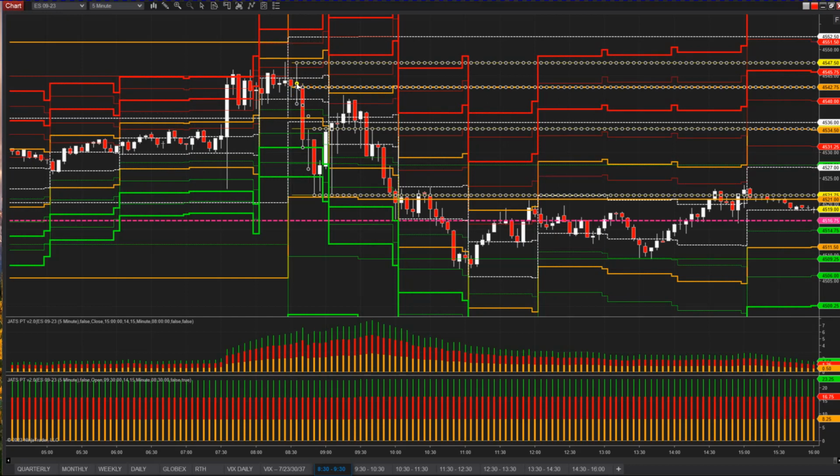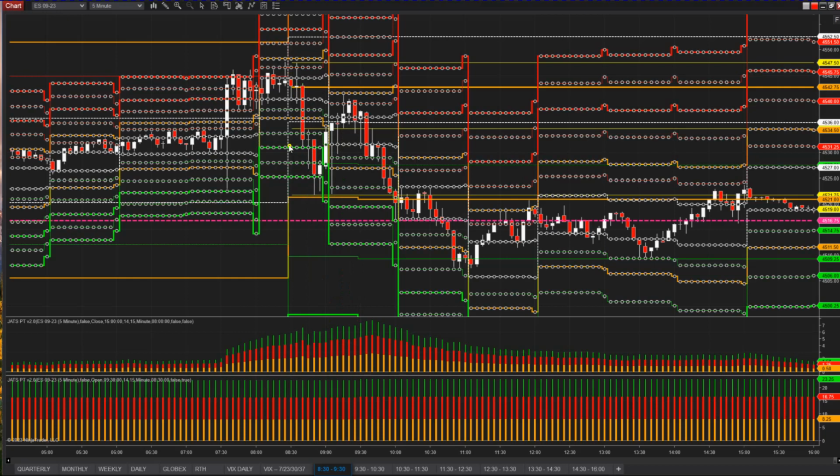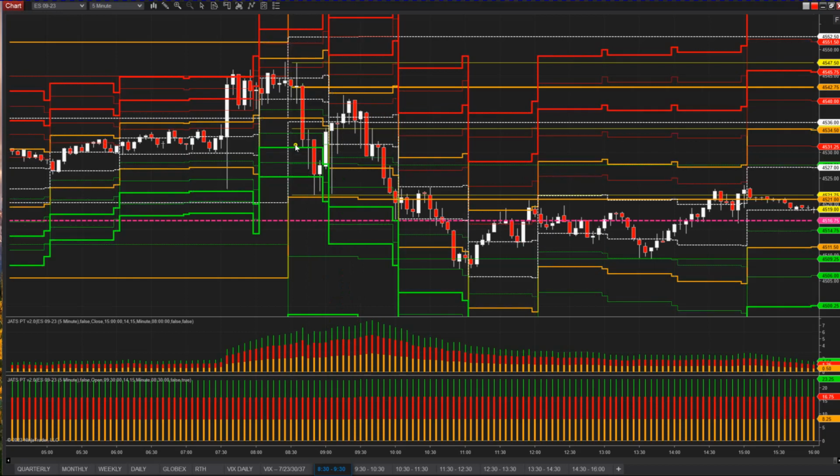When this bar opened, this is your 8:30 bar, 8:40 rather. So here was your 8:35. Right here was your open. Went up, came back down. This is where it opened at 8:40, and just went all the way to one half of the distribution.